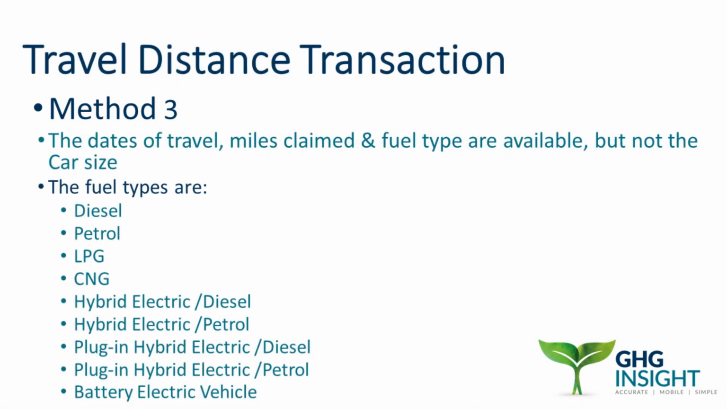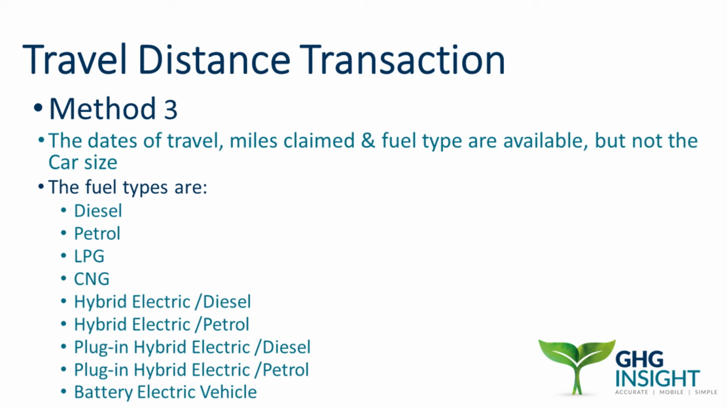The fuel types available are diesel, petrol, LPG, CNG, which is compressed natural gas, hybrid electric diesel, hybrid electric petrol, plug-in hybrid electric diesel, plug-in hybrid electric petrol, and battery electric vehicle. You make an entry for each fuel type in turn. In the case of petrol, the system calculates the emissions based on the mileage provided and the average car using petrol.